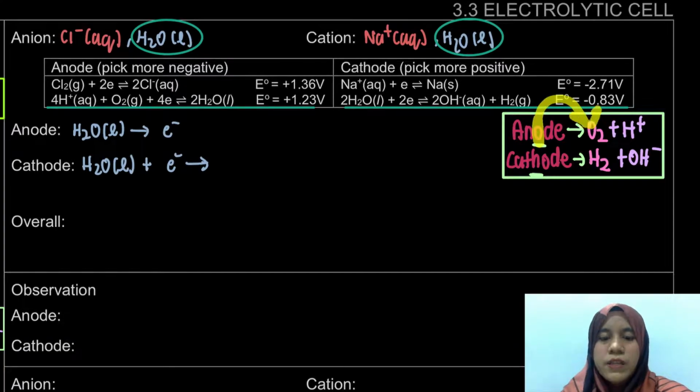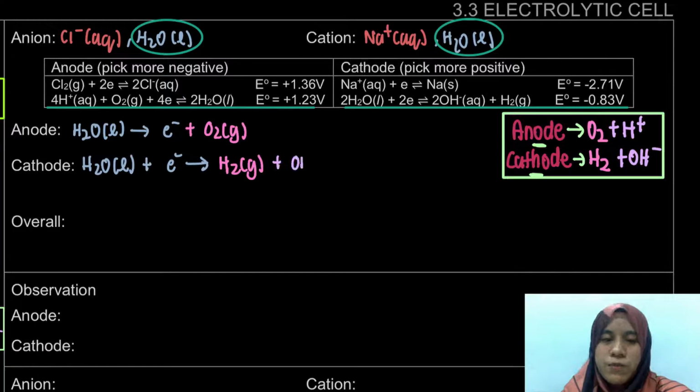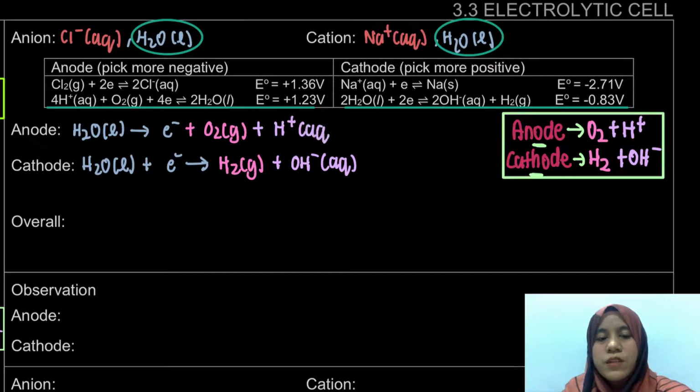Anode, oxygen; cathode, H2. That is actually the hint for the gas products. For the aqueous solution, the cathode has OH minus, while the anode must be the H plus, because water contains H plus and OH minus. Okay, so that is the equation.